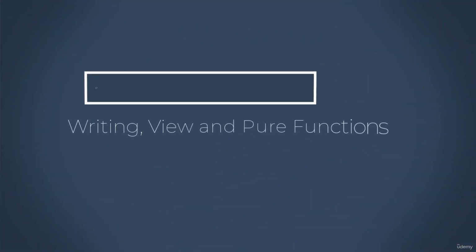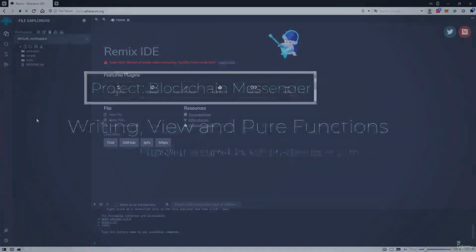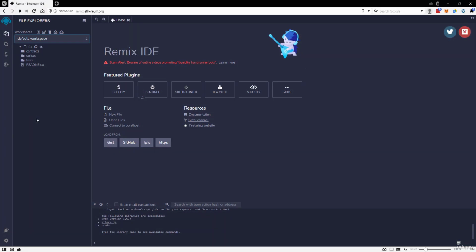One thing that you have used already is the view functions, and in this lecture I want to go through the 3 different function types that we have in Solidity. That is writing functions, view functions, and pure functions. So let's start with an example over here, example smart contract, example view and pure.